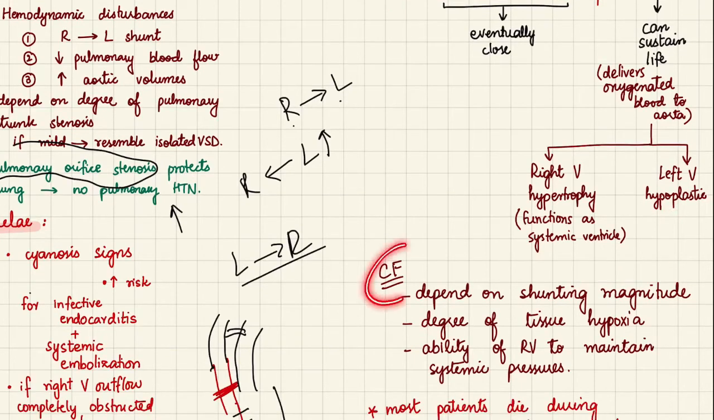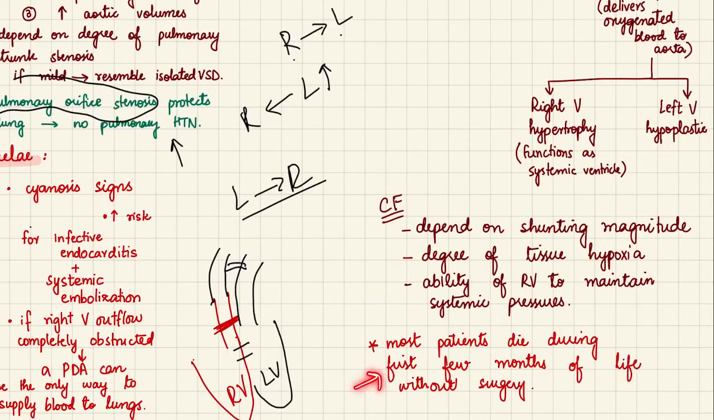Now the clinical features, of course, will be there when the patient is alive and there is a ventricular septal defect. This will depend on the magnitude of the shunting, and there can be different clinical features. They also depend on the degree of tissue hypoxia and the ability of the right ventricle to maintain the systemic pressures. Now, most patients with transposition of great arteries die during the first few months if they do not undergo surgery.